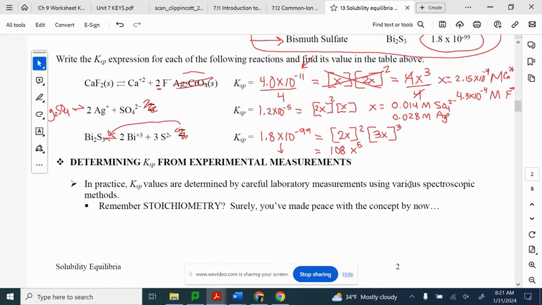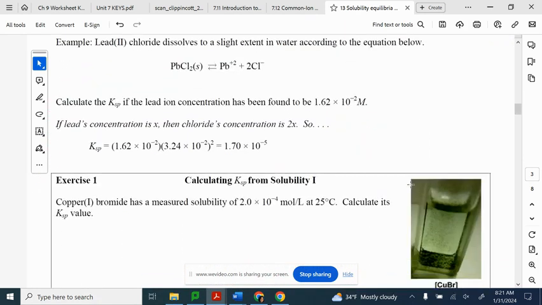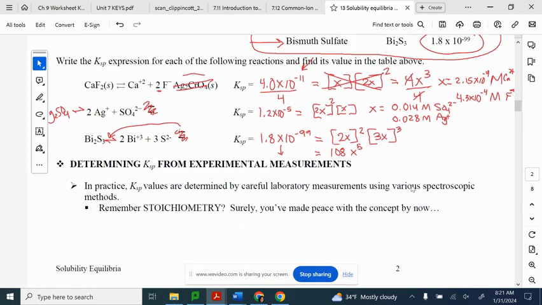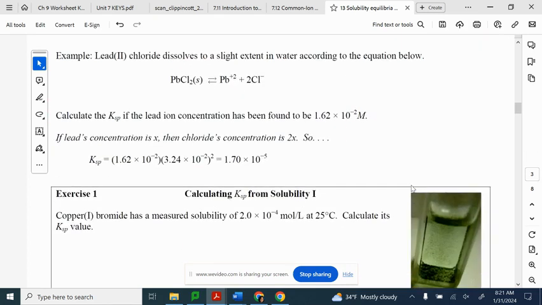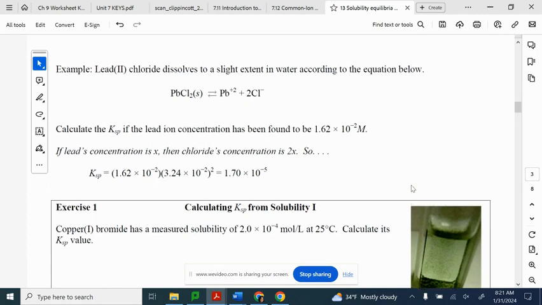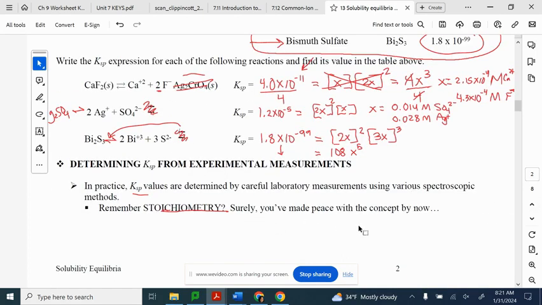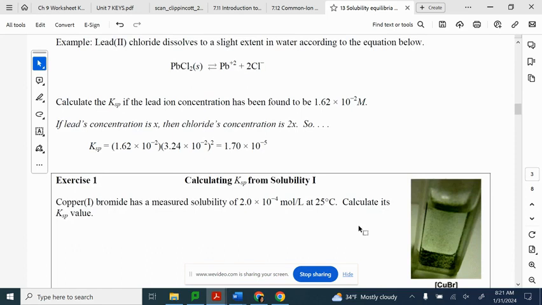Ready to move on? All right. So, in practice, the KSP values are determined very carefully. They do measurements, blah, blah, blah, but you got to remember your stoichiometry. Okay. This is that woman that I made you listen to, the calculator video woman. Remember her with the drawl and the accent and everything? So that's why she's talking about, well, you got to make peace with it. You can imagine her southern drawl going with that.